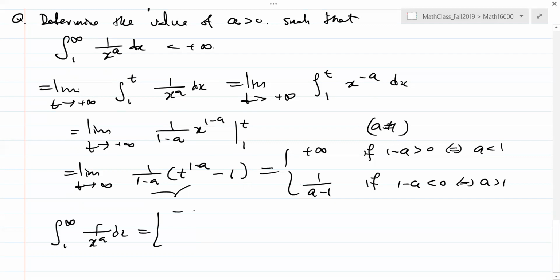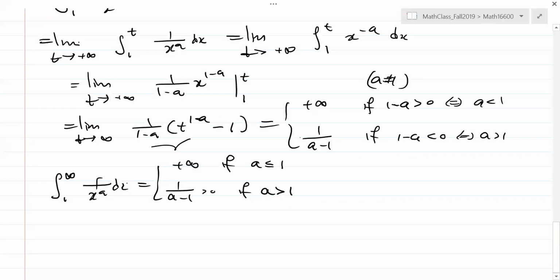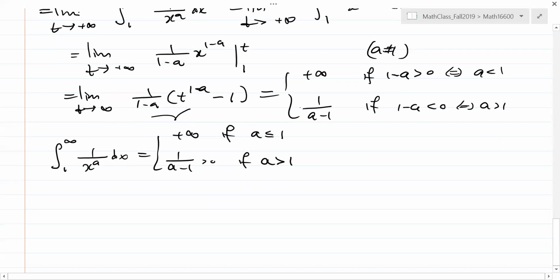It is going to be infinity if A is less than or equal to 1, because when equal to 1, we already did that, okay, and it's going to be 1 over A minus 1, a positive number, if A is greater than 1. You see that? Okay, I don't know what happened. It disappeared. All right. So we solved the problem.